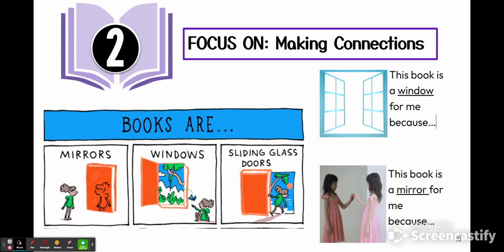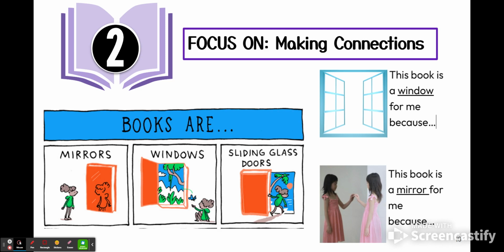Our next focus for using a read aloud is making connections. So this is a way of taking a step back from the book and helping students understand how the book connects to their lives. And the next few slides will show us a type of thinking about this that comes from the work of a woman named Dr. Rudine Sims Bishop. And she taught that books can be thought of as mirrors, windows, and sliding glass doors.